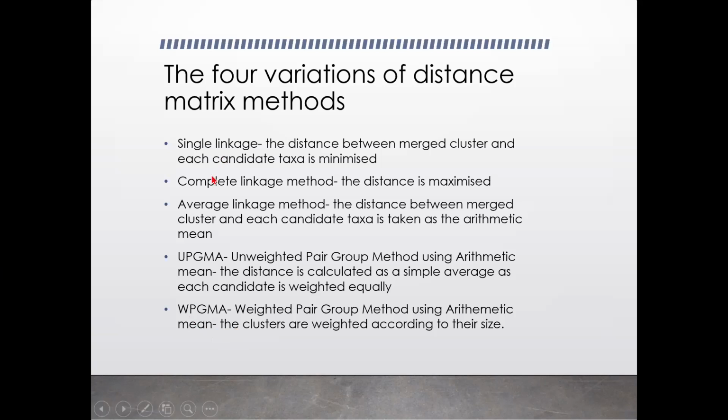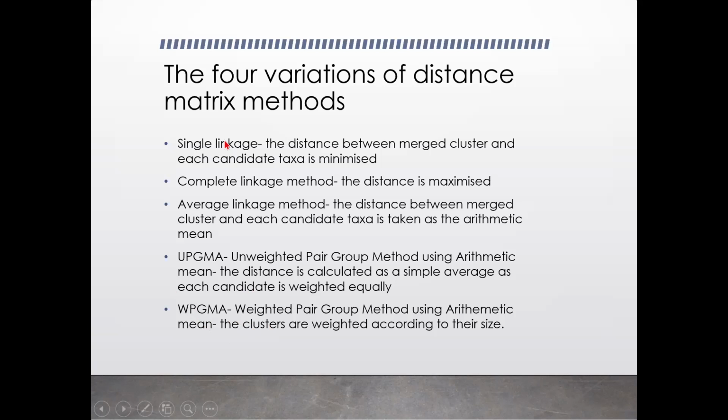So WPGMA and UPGMA are two different variations of the average linkage method where the distance between the merged cluster and each candidate taxon is taken as the arithmetic mean. In UPGMA, the unweighted pair group method using arithmetic mean, it is calculated as a simple average and each candidate is weighted equally, whereas in WPGMA, the weighted pair group method using arithmetic mean, each cluster is weighted according to its size. I hope you are able to follow. Nothing difficult here. Only the names appear difficult, but the meaning is simple.